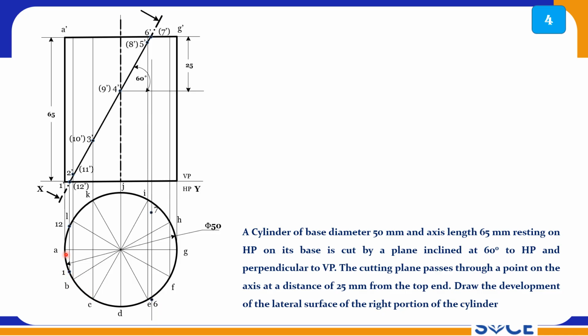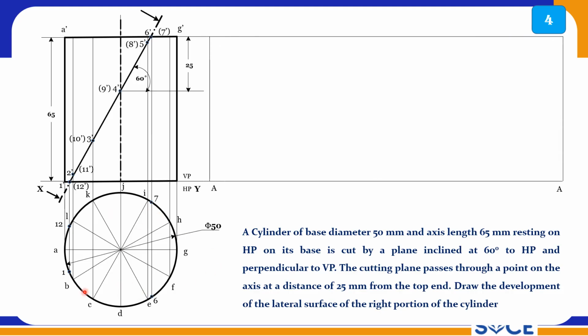So this is 1 and this is 12, and this is 6 and this is 7. These four points are on the top and bottom bases, and the remaining points as usual you can mark on the edges. So these 4 points I have marked here to measure the true length. Now you have to stretch it out using the pi d formula.